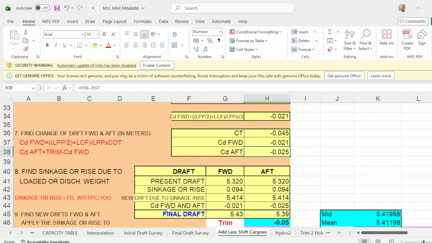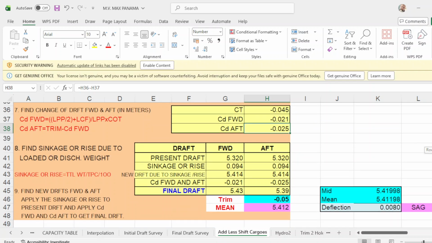Then you apply your change of the forward. Forward is negative 0.21 and change of drop up is negative 0.25. Since you are trimmed by the head, you add this one, that will be 5.43. Subtract this one because you have less drop up, so 5.14 minus negative 0.25 will be 5.39. And your trim will be 0.505, trim by the head, and your mean is 4.41.